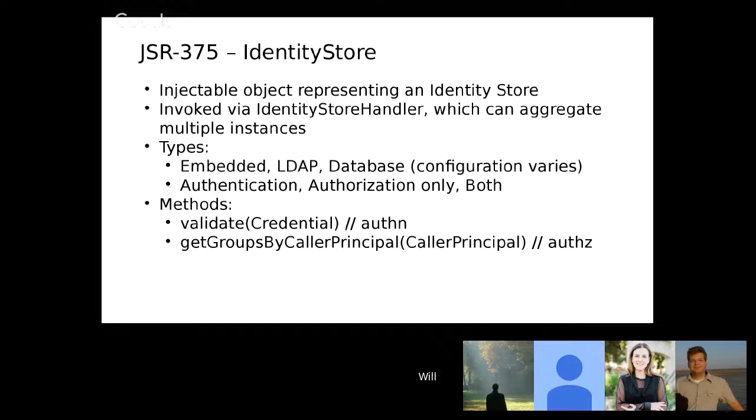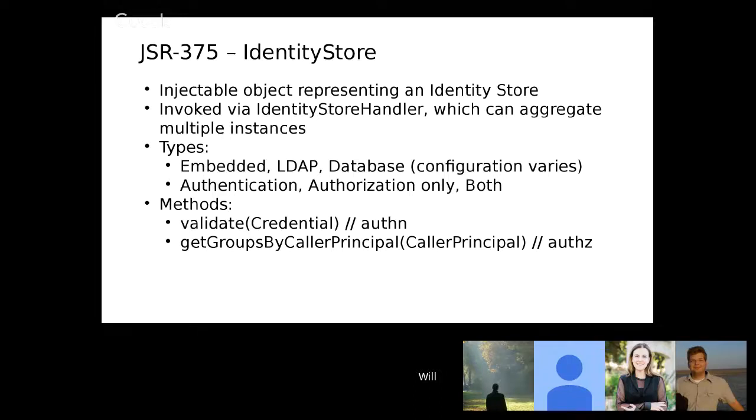What's meant by that is essentially authorization is a way of expressing the "I'm going to get your groups" semantic, as opposed to "I'm going to authenticate you using a username and password." So it's got a validate method, which does the authentication and takes a credential. And then it's got get groups by caller principal, which is essentially the authorization side of it.